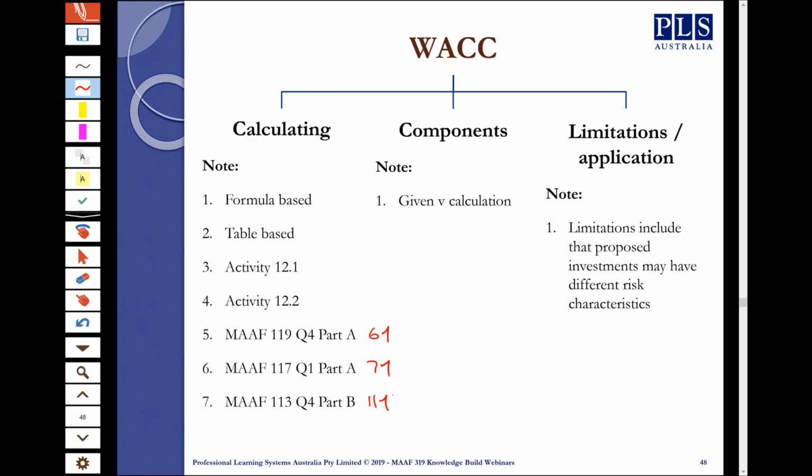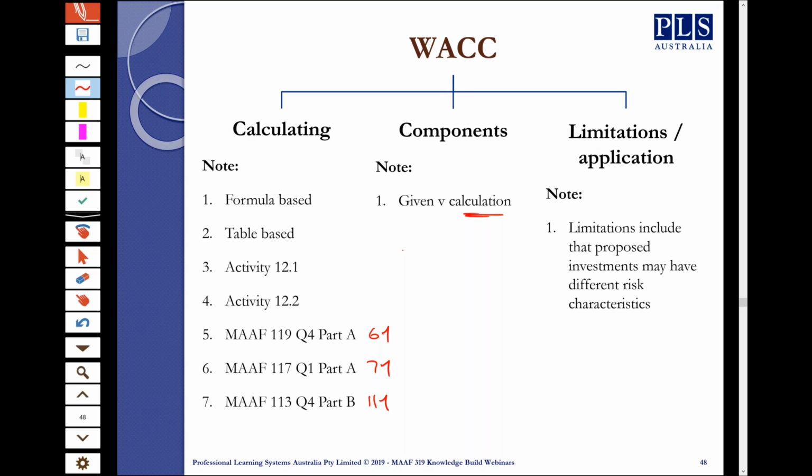Now, admittedly, some of those have been slightly larger questions around re-gearing, but they do give you an example of the sort of areas that can be in play. You'll find that both activity 12.1 and 12.2 utilize your calculations, of which you've got a formula and a table basis. I'm going to give you both of those. With respect to the components to these formulas, you may be given the numbers, but do not be surprised if you have to calculate. And you'll find that the limitations with your weighted average cost of capital include that your proposed investments may have different risk characteristics, which we sort of accommodate by looking at our re-geared logic.